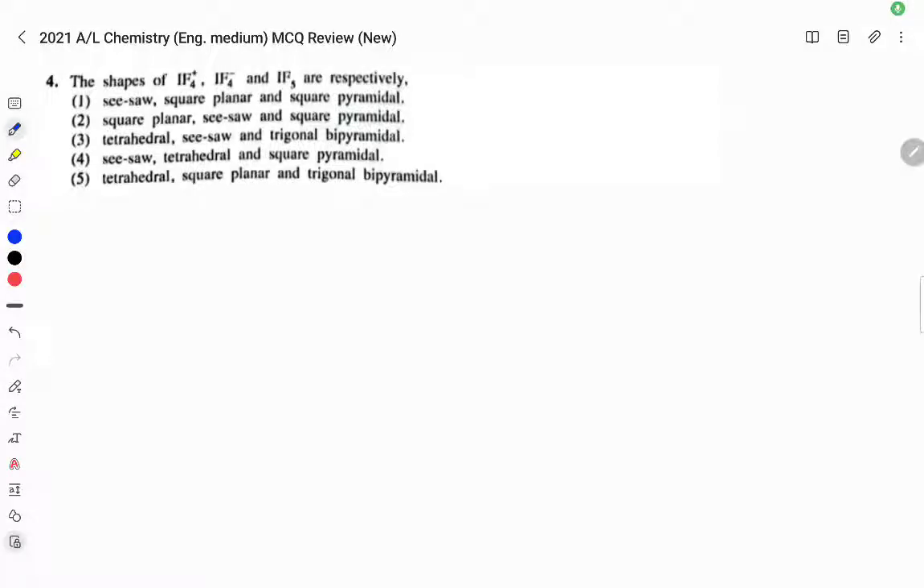Question number 4. The shapes of IF4 plus, IF4 minus and IF5 are respectively. Let's draw the shapes here. IF4 plus, IF4 minus, IF5. Let's start with the Lewis structures.